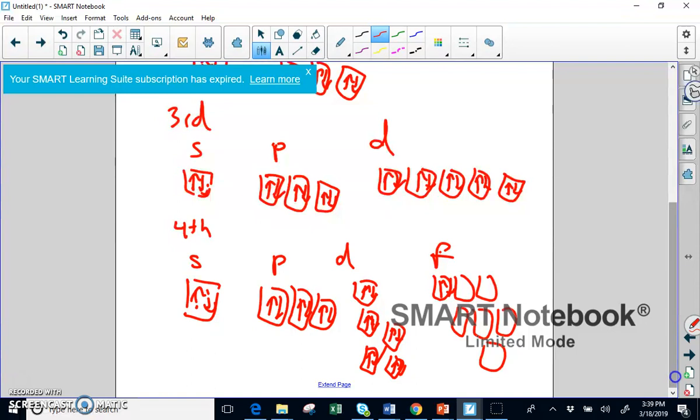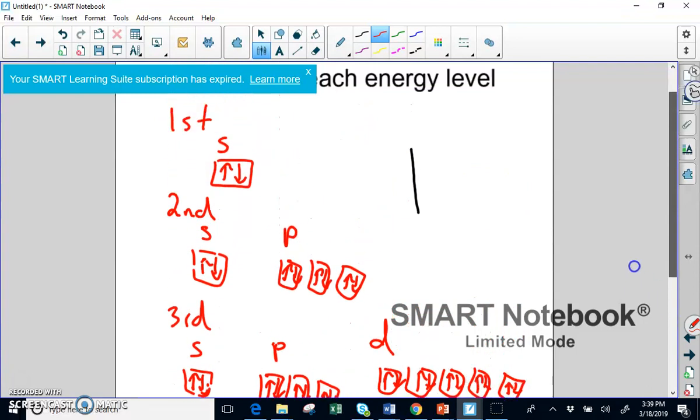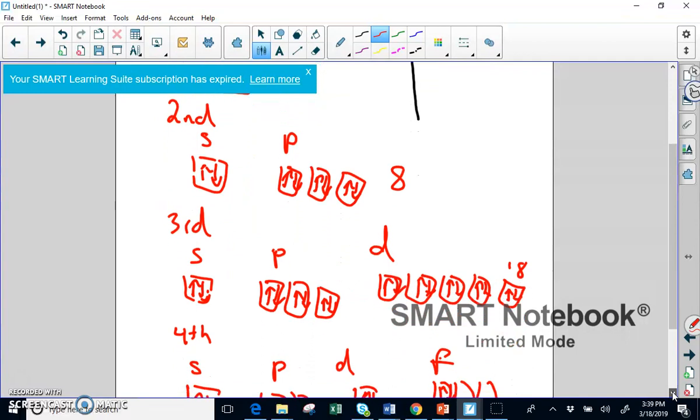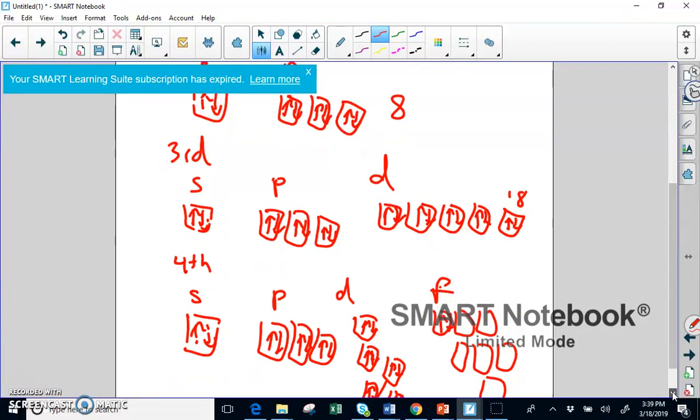If we look at calculating the maximum number of electrons in an energy level, the first energy level can hold 2. The second energy level can hold 8. The third energy level, if we count 2, 4, 6, 8, 10, 12, 14, 16, 18. And last but not least, the fourth energy level can hold 2, 4, 6, 8, 10, 12, 14, 16, 18, 20, 22, 24, 26, 28, 30, 32 electrons.